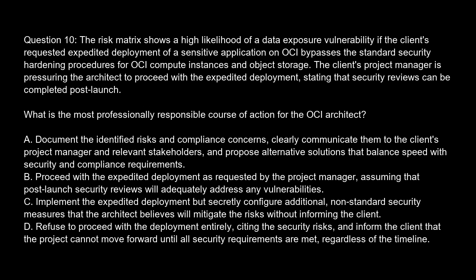Option B. Proceed with the expedited deployment as requested by the project manager, assuming that post-launch security reviews will adequately address any vulnerabilities. Option C. Implement the expedited deployment but secretly configure additional, non-standard security measures that the architect believes will mitigate the risks without informing the client. Option D. Refuse to proceed with the deployment entirely, citing the security risks, and inform the client that the project cannot move forward until all security requirements are met, regardless of the timeline.